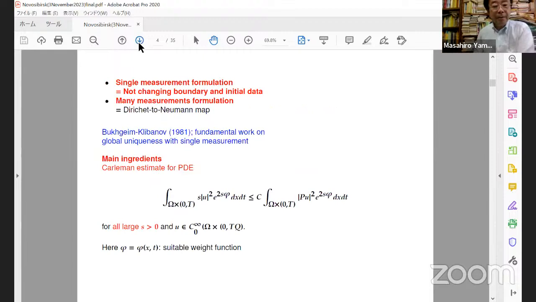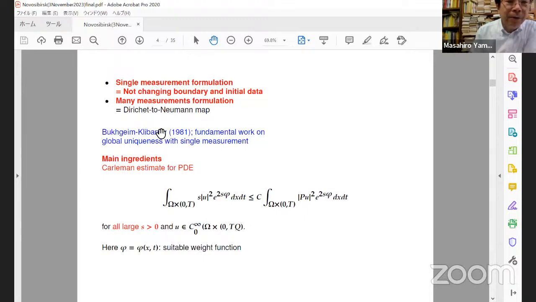Then, roughly, we have two methodologies or formulations: single measurement or many measurements. In the single case, we do not change the boundary or initial data, and we take observation data. As a many-measurements formulation, in one word, it is a Dirichlet-to-Neumann map. We will not consider that here. Mainly we exclusively consider single or finite-time measurements.